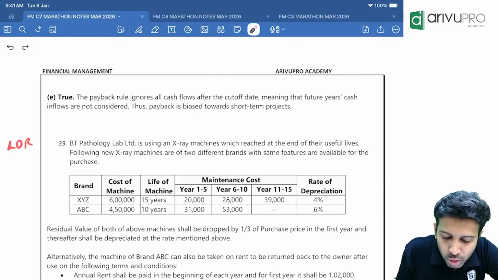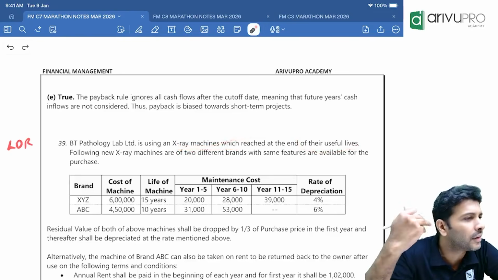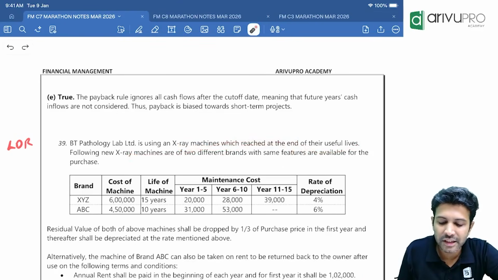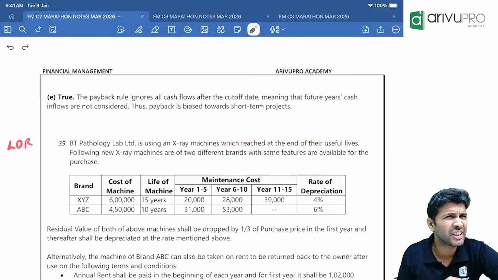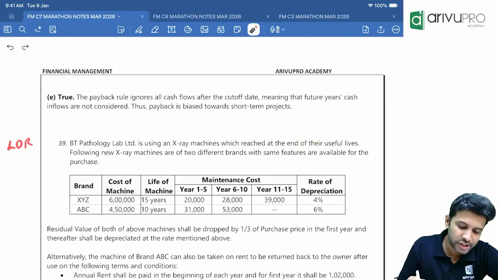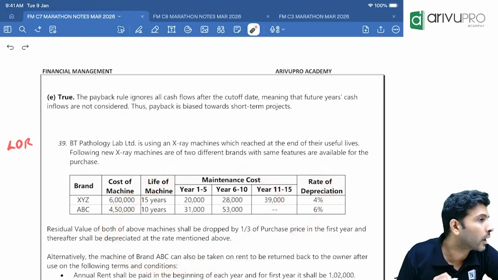Now one lab is using X-ray machinery, but that X-ray machinery has almost reached the end of its life. Following new X-ray machines from 2 different brands with the same features are available. Now we want to replace. The moment they say replacement, our mind should run towards incremental. But if you check, have they given the existing machinery's data? They have only given the new machines' data.